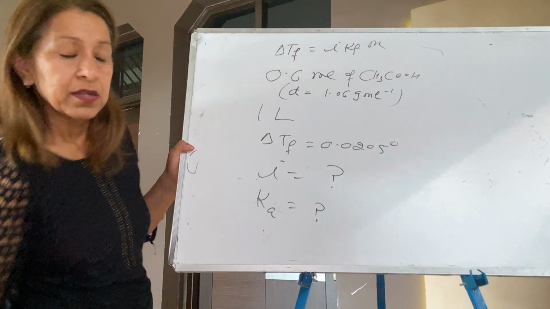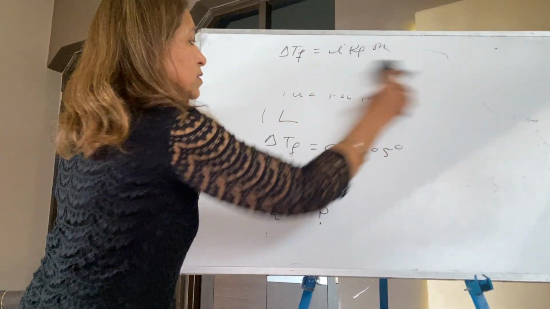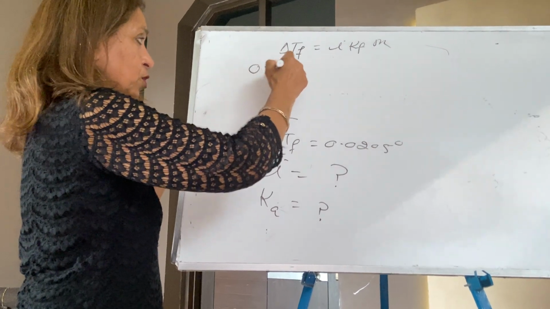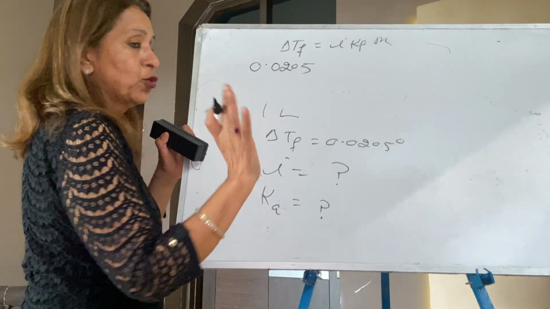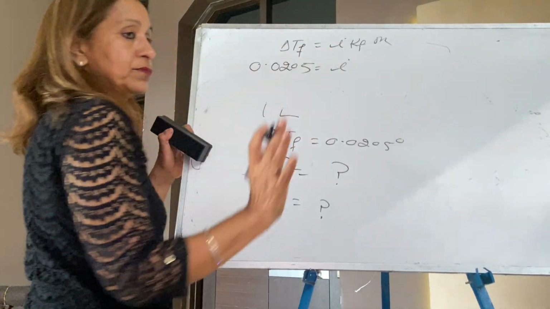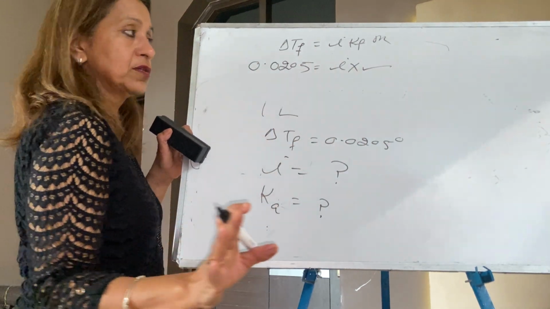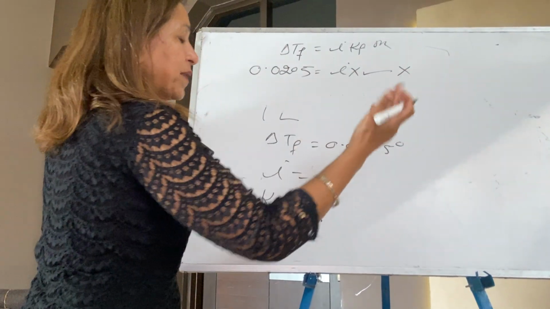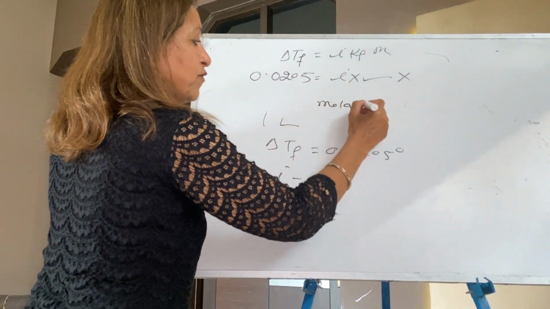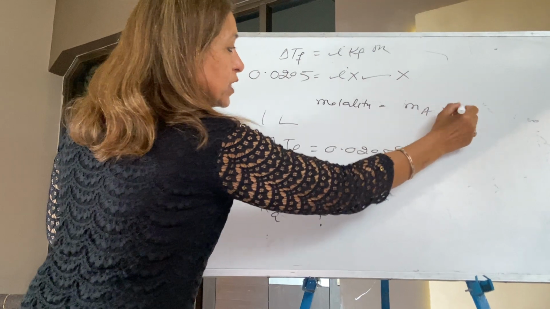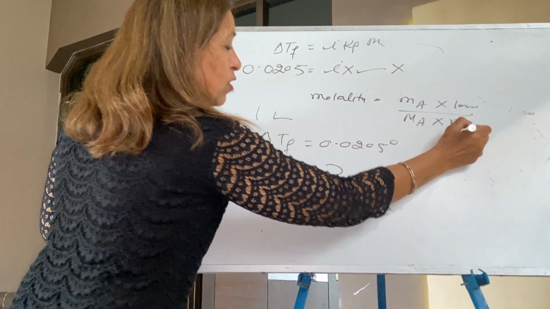I'm writing delta Tf is 0.0205 degree. Put it in degrees, as I told you yesterday. Calculate i. Whatever the Kf is in the numerical, put it here. Kf is a constant. Molality you can calculate separately. Molality is equal to weight of solute into 1000 by capital M into weight of solvent.